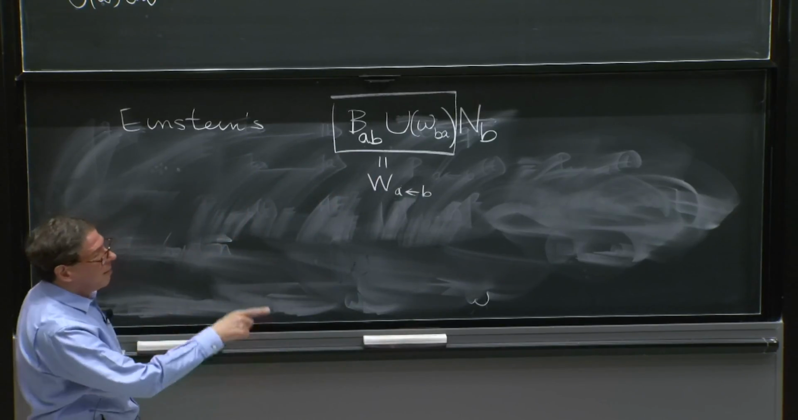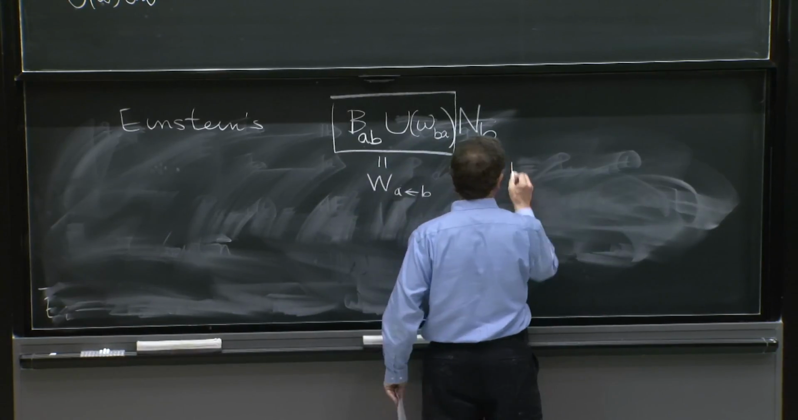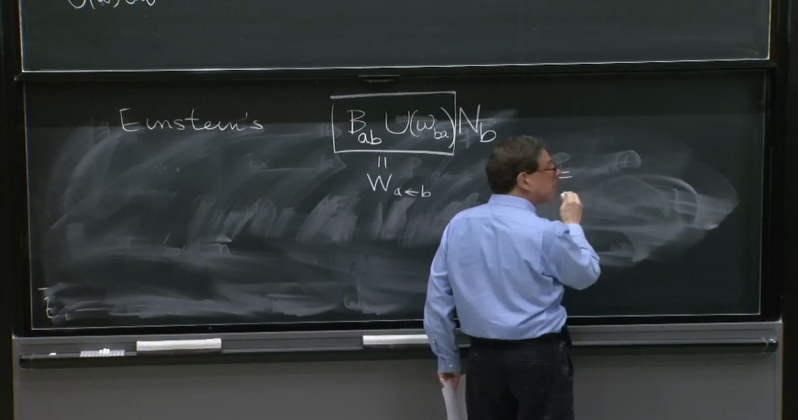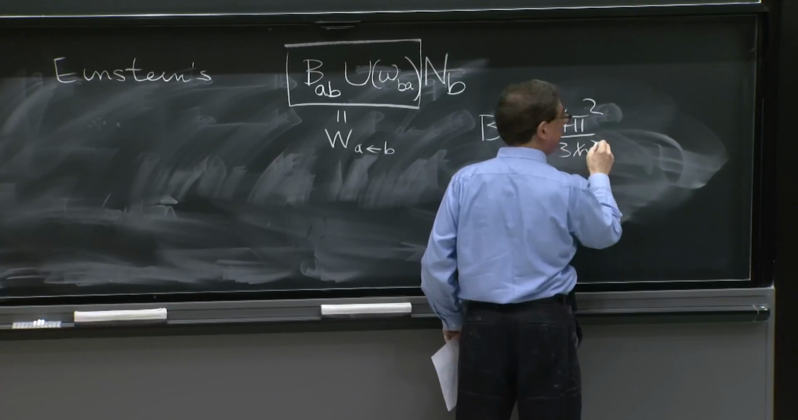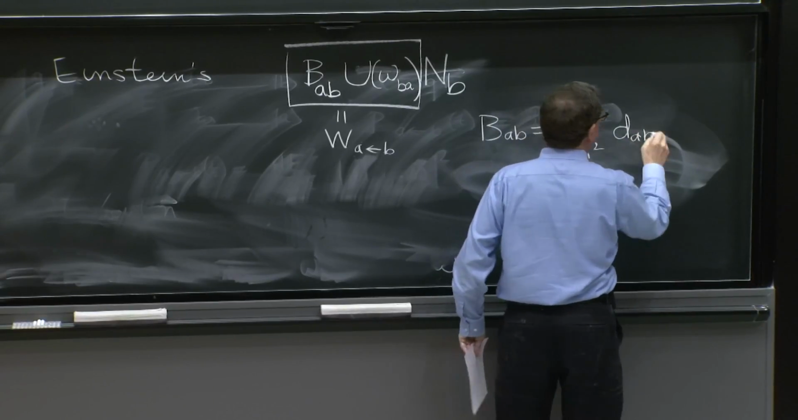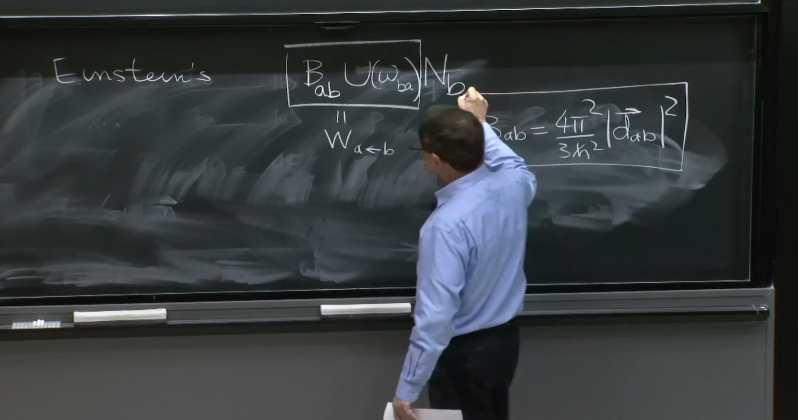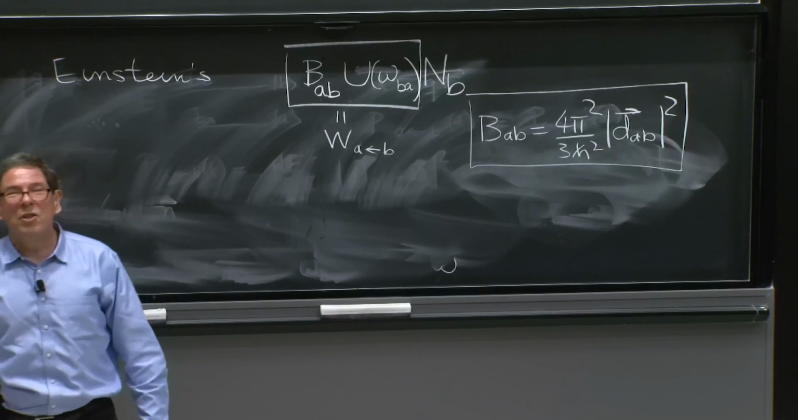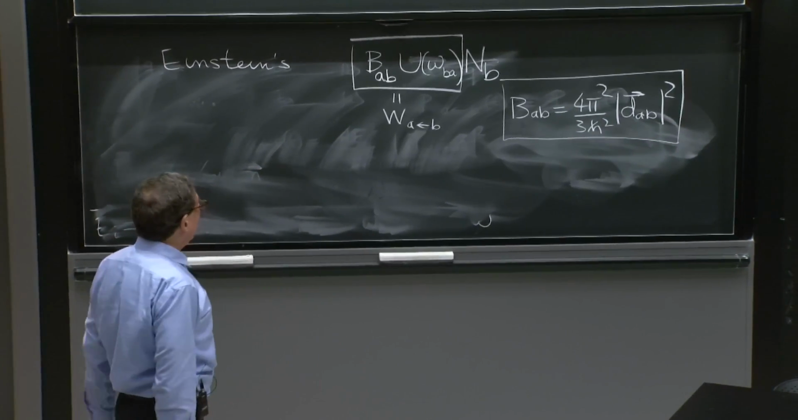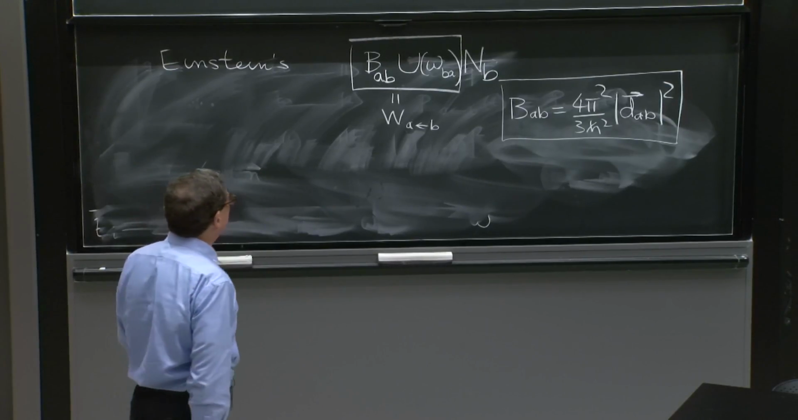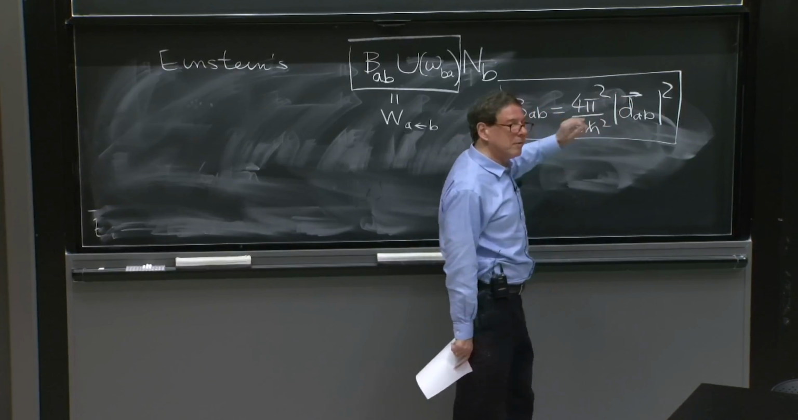Therefore, if you compare, the B_AB of Einstein is all except the U. So B_AB is 4 pi squared over 3 h squared times the magnitude of the vector D_AB squared. So Einstein could not do that because he didn't have quantum theory, but we do. And we now can calculate from first principles this quantity in an atomic transition.